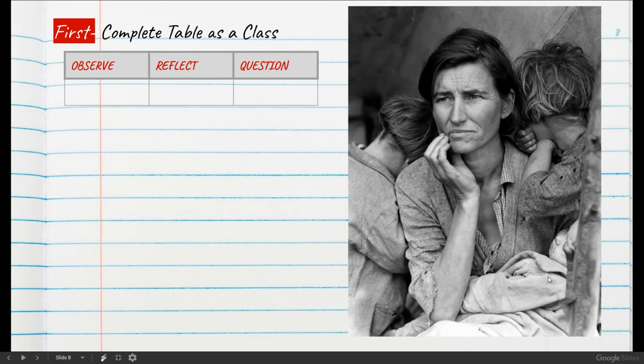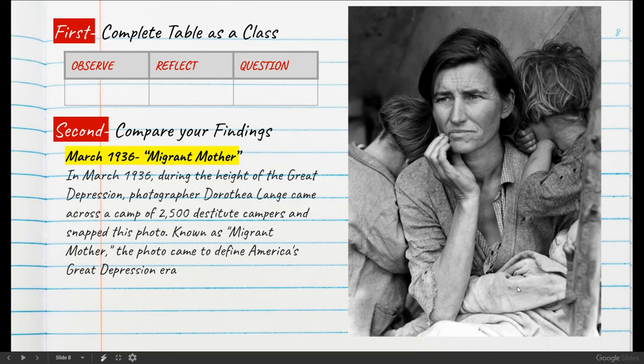Now I'm going to compare my findings. So I think this is a mother with her children. They're in a very poor environment. They don't look like they have much, looking at their clothing. She also has a baby in her hand that I didn't see before, right here. And so let's see, let's compare what I find. Oh, migrant mother. So she is a mother. So March 1936, migrant mother.